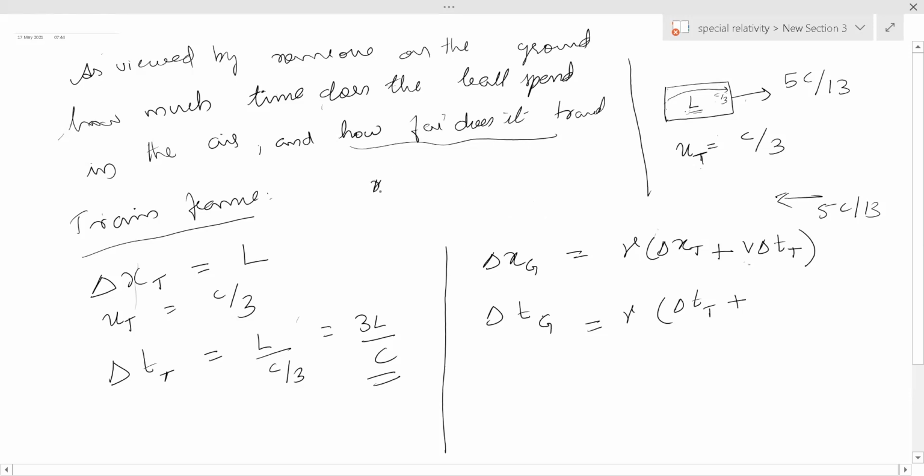So we have x prime equal to gamma x plus v t. We call this the inverse Lorentz transformation. We can write the Lorentz transformation as x minus vt, and t prime is equal to gamma t minus v by c square x. In this case we have the velocity with the minus sign, so we'll have a plus there. That's what we are using here: gamma delta x train plus v delta t, and here it would be v by c square delta x with respect to the train.